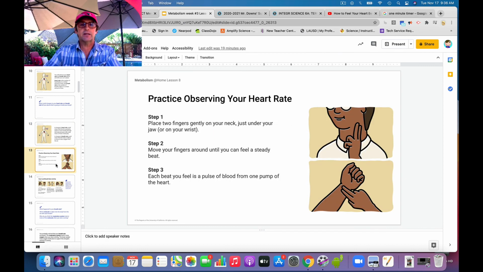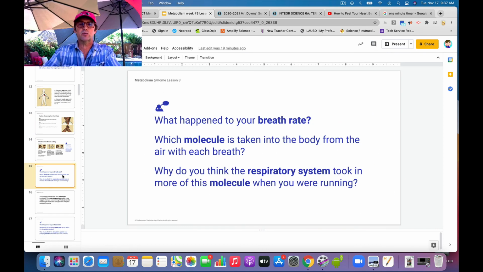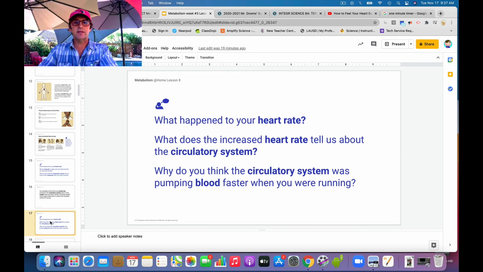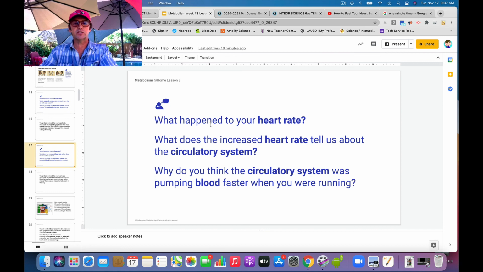And coming down here, that's our activities. Here's what I want you to fill out. What happened to your breath rate? Make sure you have something there. Which molecule is taken into the body from the air we breathe? We answered that. Make sure you have that filled out. Why do you think the respiratory system took in more of this molecule when you're running? Go ahead and answer that. This is a statement, and then we have the same three questions on heart rate, circulatory system, and blood. And you will be done with it today.